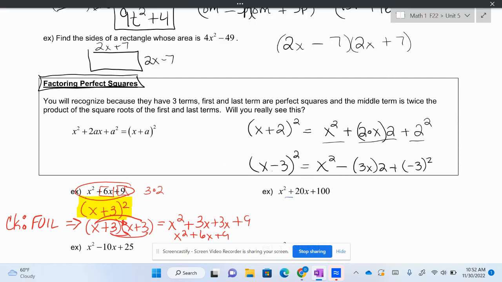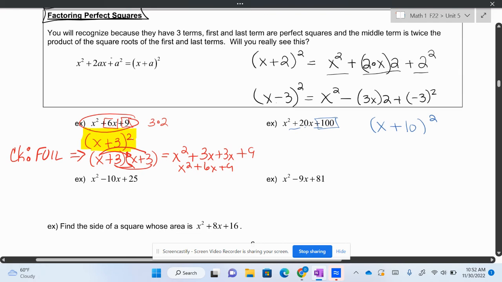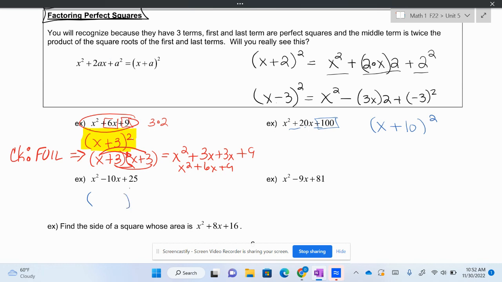So let's see. These are joined by two addition signs. So that means I'm going to take a sum. Well, what is the square root of 100? It's 10. Is 10 times 2 20? Yes, it is. This next example has a subtraction sign in it. So that means that we're going to square a difference. So x squared, the square root of that is x. 25, the square root of 25 is 5. Is 5 times 2 10? Yes, it is. So this is made from x minus 5, the quantity squared.